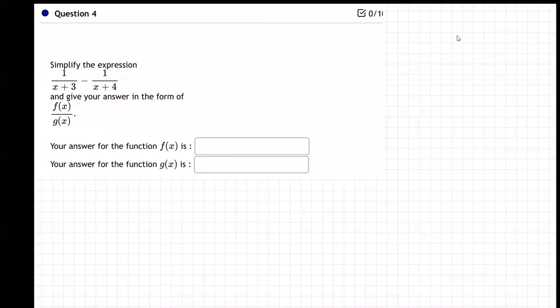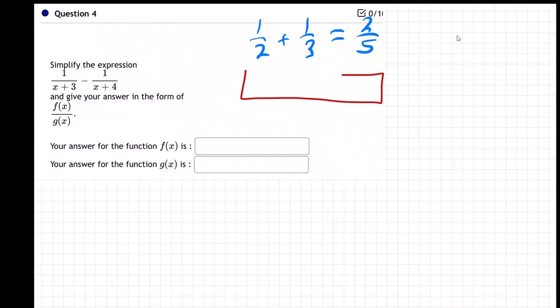Like suppose you were adding a half and a third. Why can't we just add the two tops, 1 and 1 is 2, and add the two bottoms, 2 and 3 is 5? Why can't we do that? Isn't that right? And you know that's not right, because just think about real life. What if you had, for example, a candy bar. I always do a candy bar.